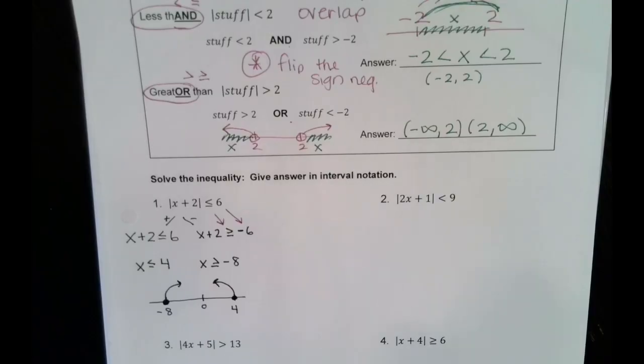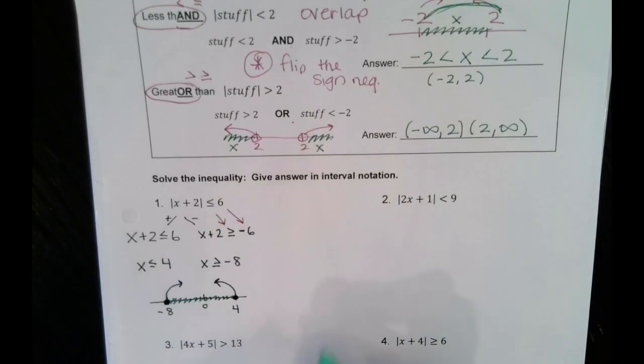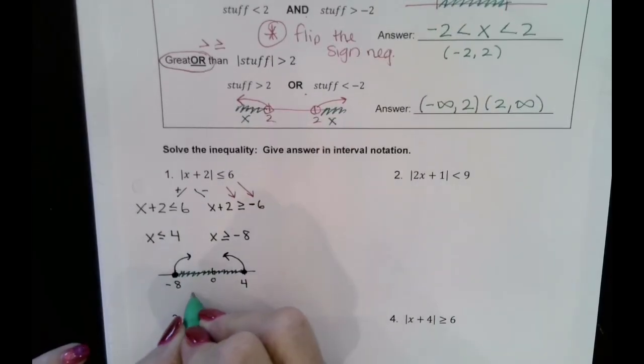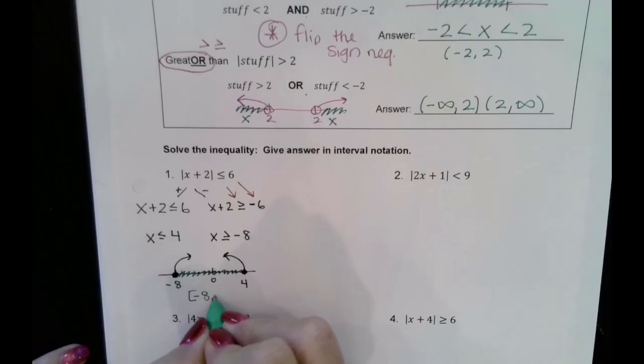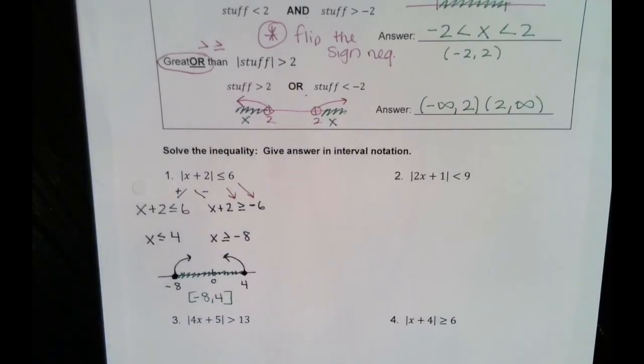So what I've done here is I've said that the values in between these two make this inequality true. So when I write my answer for this, I'm going to say negative 8 to 4. It's everything between negative 8 and 4. Okay? And you can do every one of these this way every single time. Now, let me show you another way that you can do this.